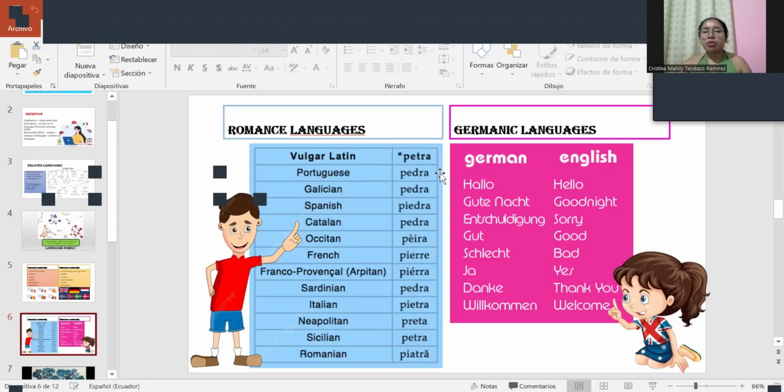Here we have a clearer example to explain this part. In the case of Latin, we have the word petra, and we have a way to compare the words according to the languages. In Portuguese, pedra, in Spanish, piedra, in French, pierre. But in the Germanic languages, we have German and English with the same words because they have a close relation between them.